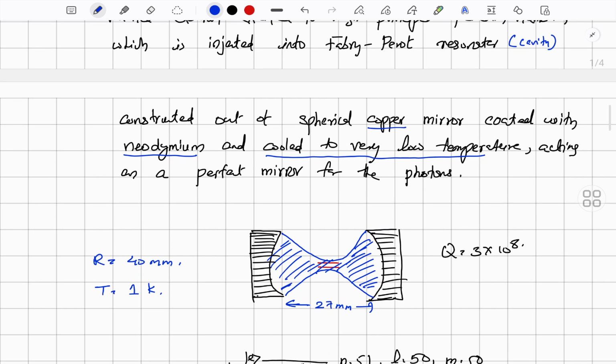The schematic of the experiment is like this. We have two perfect reflectors, made up of niobium coated on copper, and we have an atom at the center. This is a two-level atom, and this two-level atom is nothing but your Rydberg atom.